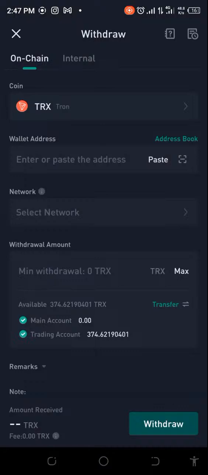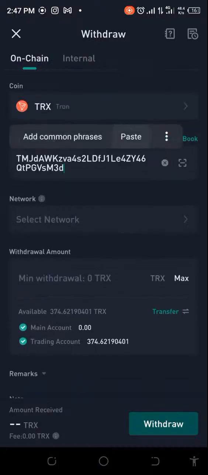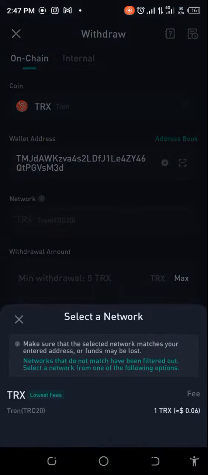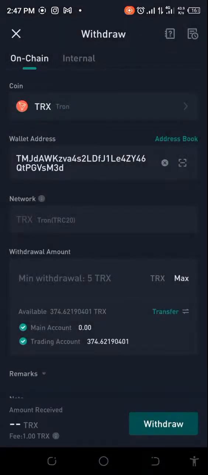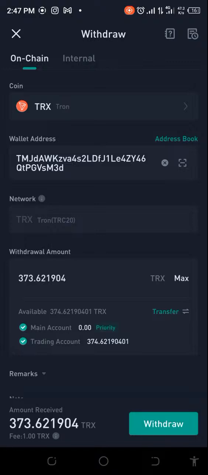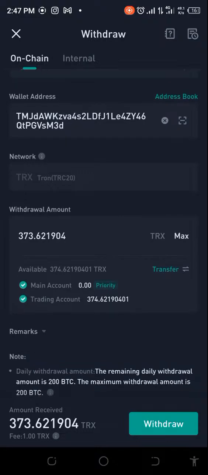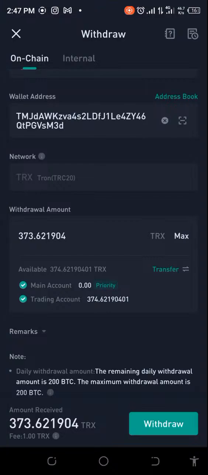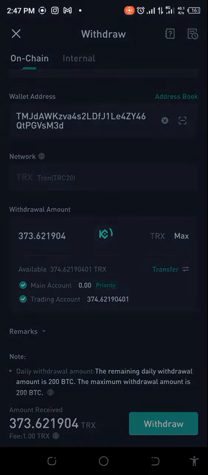Okay, so what do we have? Let's put in the wallet address. Great, and then the network is TRC20. And then we're going to put in max everything that is here. Okay, so you can see here what we're going to eventually get is 373.62. Okay, that's what we're going to get. This is the entire amount we are going to get, 373.62. So let's go ahead and withdraw.